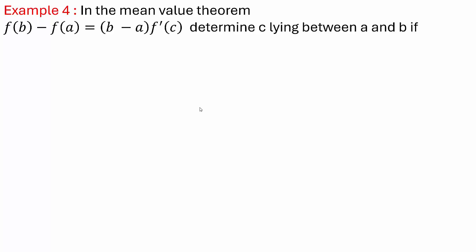Fourth example, in the mean value theorem, f(b) minus f(a) equals (b minus a) f dash c.